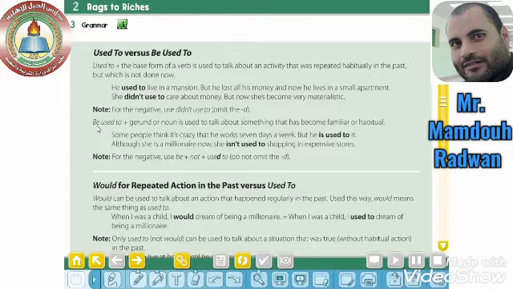The second phrase to differentiate between is what? "Be used to." Look at this phrase. "Be" means what, as we said? Am, is, are, was, or were. This phrase must be followed by a gerund or a noun.